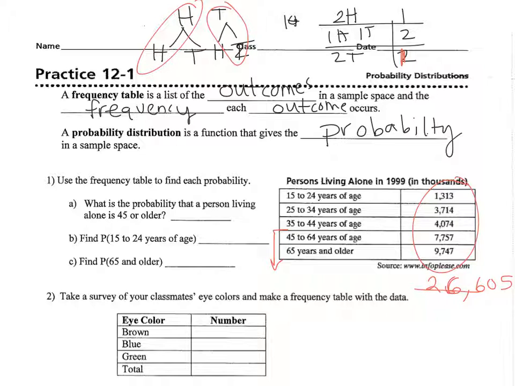So if I want the probability that a person living alone is 45 or older, I'm going to add up this number plus this number and take it out of 26,605. So I'm going to add 7,757 plus 9,747, which is 17,504, and divide it by this sum right here, which is 26,605. And so that is approximately 66%. I rounded. You could leave it as a percent or you could leave it as a decimal.